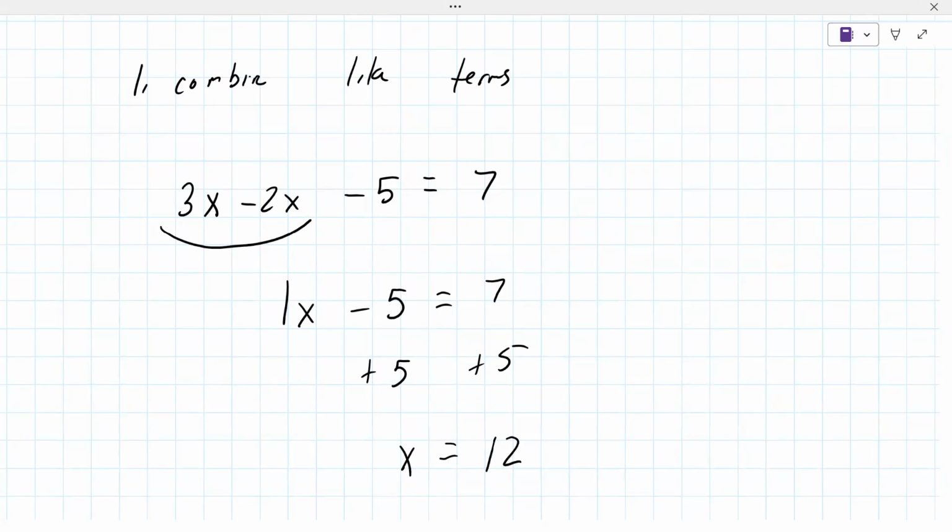All right, so that's a pretty basic example here. Let me find some better problems for us. Give me just a moment here to find some.